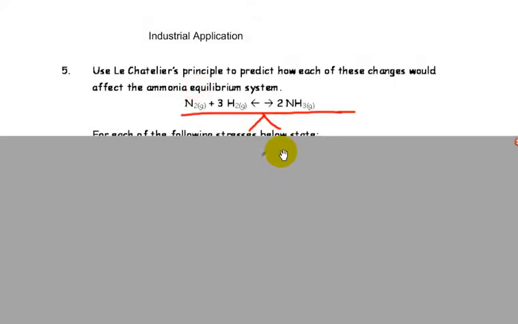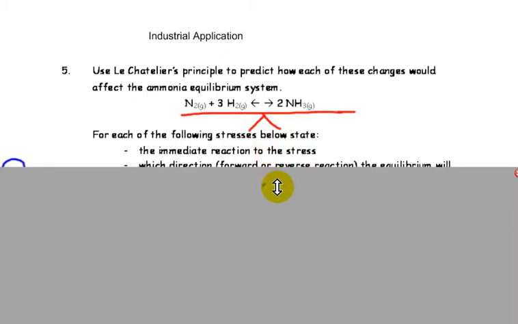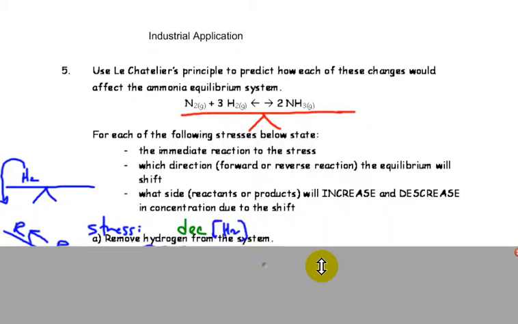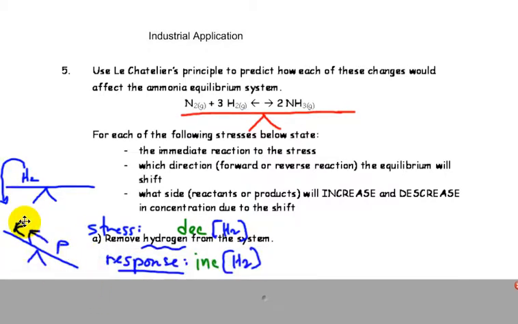The industrial application here, ammonia plant. So first of all, you're given a stress. What would the automatic response be, or the reaction? Which way are things going to shift, and then what increases and decreases as a result of that. So here the stress is removing hydrogen. So it's like taking hydrogen out. Taking hydrogen off of the reactant side, and of course if I remove something, it's going to get light on that side, so your seesaw would look like this.